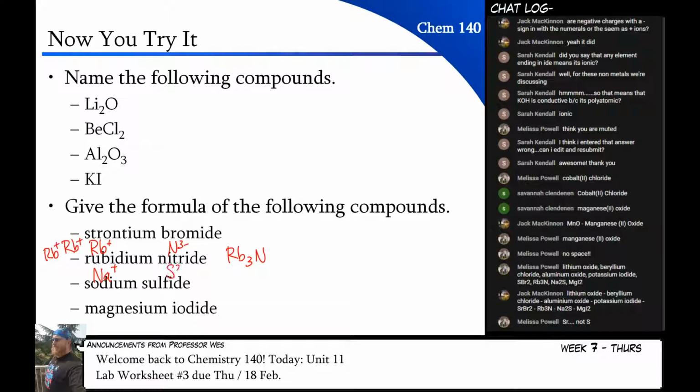There's sodium and here's sulfide. I need another sodium here to get my formula. And then here's magnesium, and here's iodide. I need a second one of these.